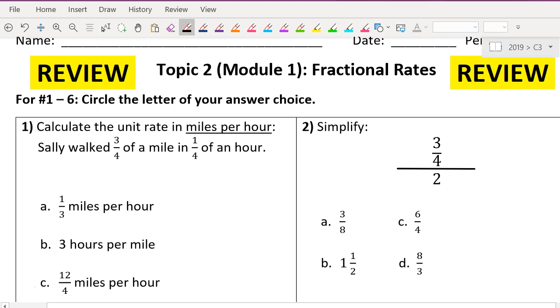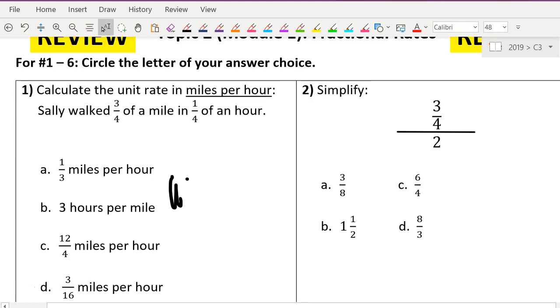Okay, here we go. Alright, calculate the unit rate. Now unit rate is usually what operation? Addition, subtraction, multiplication, or division? Division. Good. So we're going to divide. Pick a color, any color. Pink. Is that pink? Yes. So 3/4.